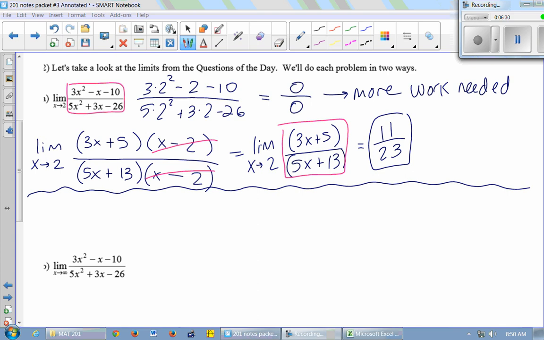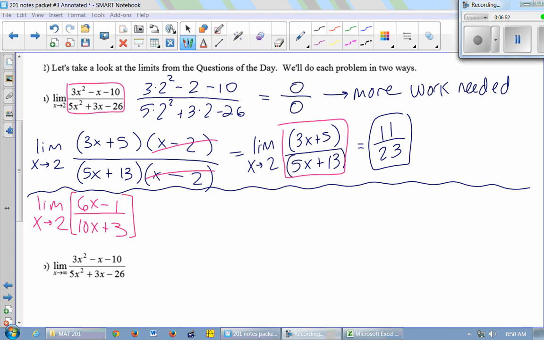Derivatives measure rates of change. So I'm going to take the derivative of the top and the derivative of the bottom, and that's what L'Hopital's rule says you can do. The limit as x approaches 2, the derivative of my numerator is 6x minus 1. The derivative of my denominator is 10x plus 3.